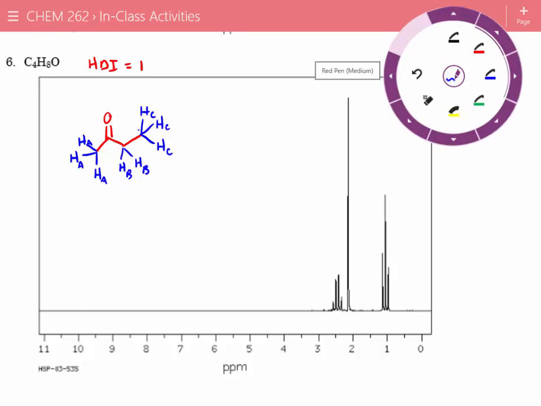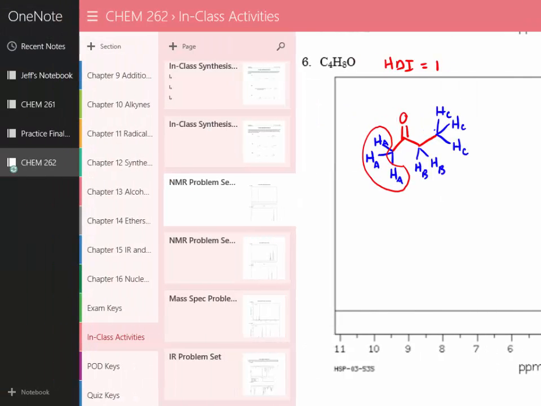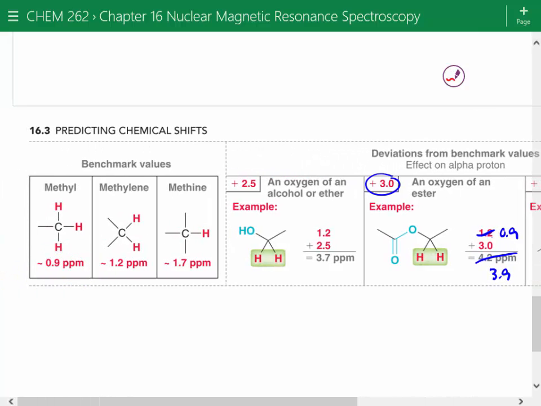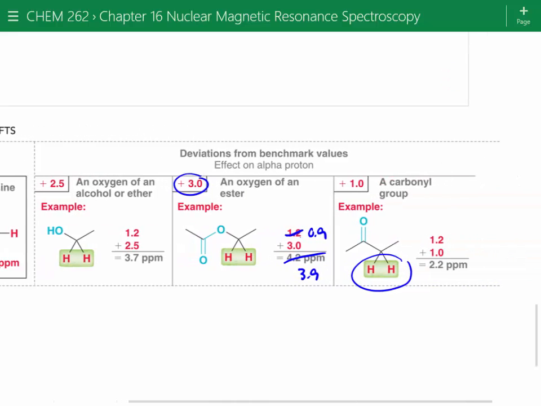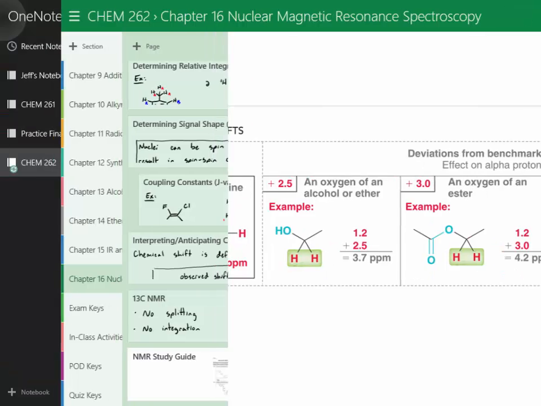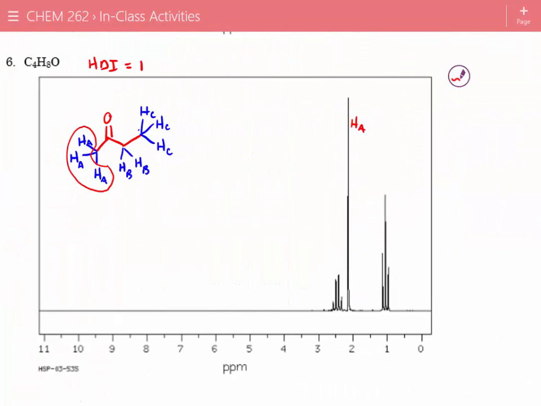So let's take a look at these HA protons over here. How many 3-bond neighbors do they have? Well, they don't have any, so it should be a singlet. In this case, we could maybe say, well, maybe this HA is our singlet. If we go back to our NMR guide, we can say, all right, we've got a methyl group that has a benchmark value of 0.9 ppm. It's right next to a carbonyl group. Let me erase all this stuff. So if we take 0.9 plus 1.0, it should show up around 1.9 ppm. So let's go back and check for in-class activity. The singlet's right above 2, so we're right on track.